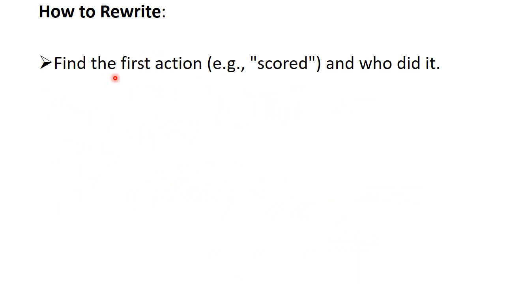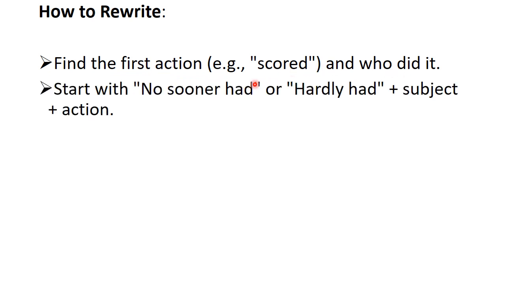So now to summarize the rules of rewriting, first you have to find the first action. Two things are going to happen, but you have to ask yourself what happened first and who did it. Once you know what happened first and who did it, for example, it can be scored and who scored, after that you can start with no sooner had or hardly had, depending on the question.